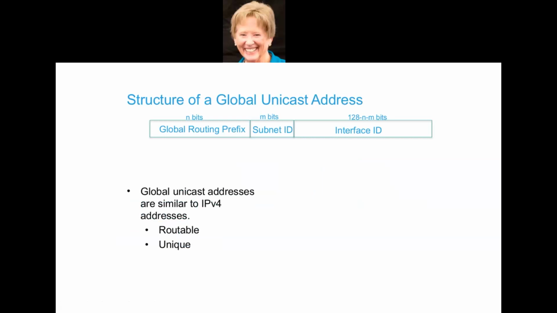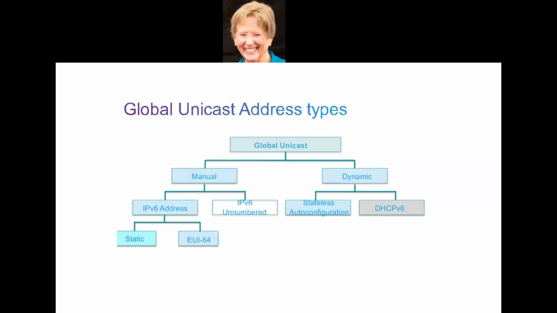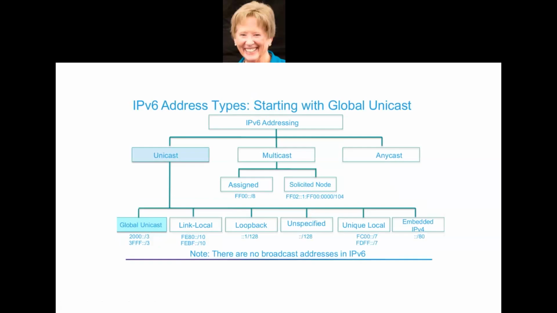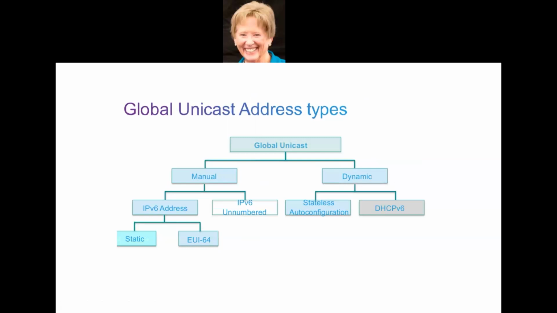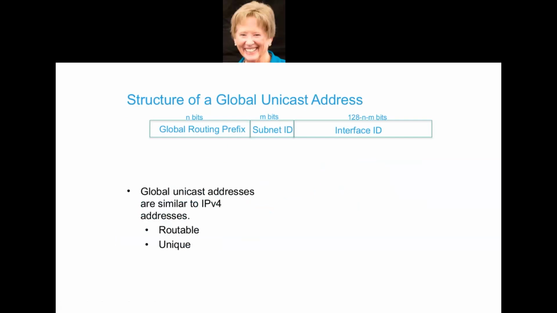So let's look at the structure of a global unicast. Again, we're going to talk specifically now about global unicast. So we're over on the left side, unicast, now global unicast. We're going to break this up, so if we look at the global routing prefix as N bits and the subnet ID as M bits, the rest of it is the interface ID.